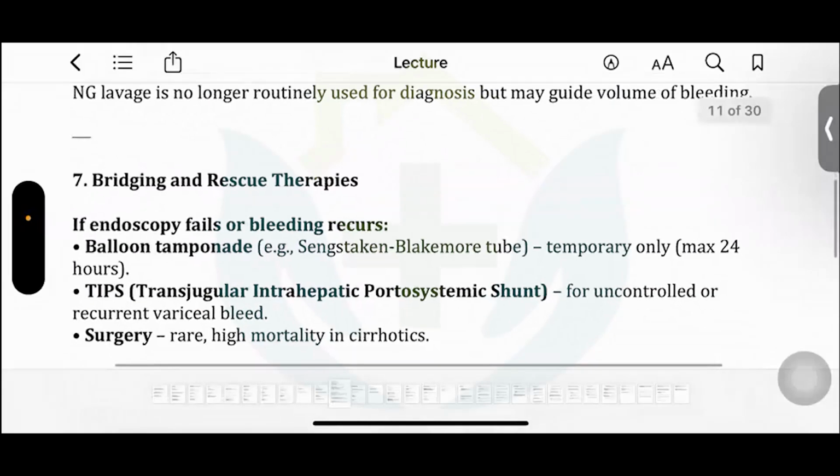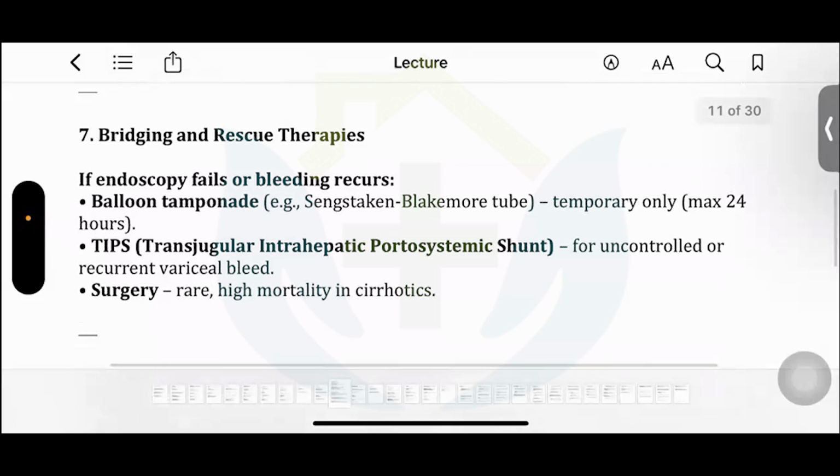All right. If the endoscopy fails or you are not able to find the varices, probably they are distally down, below the stomach, then you will have to do balloon tamponade. Sometimes it's not a proper varices. It is like multiple capillaries oozing out blood. So balloon tamponade with a Sengstaken Blakemore tube, you can use temporarily only for maximum 24 hours.